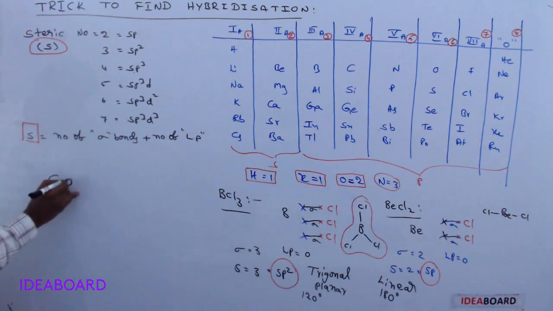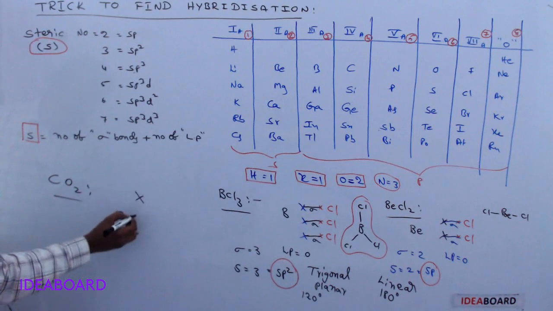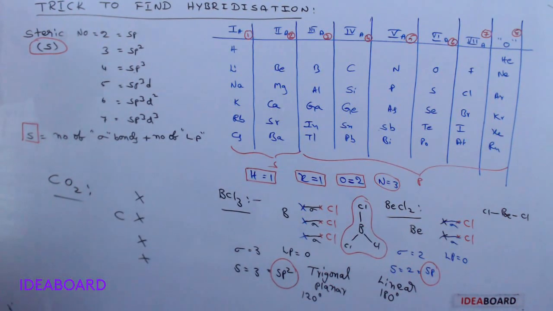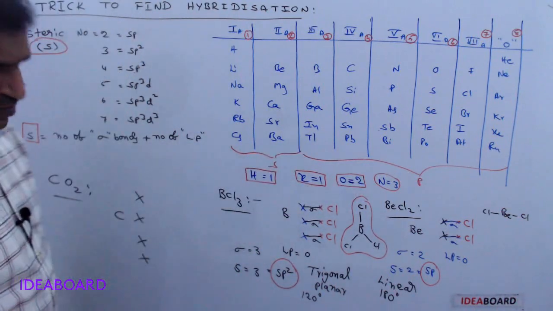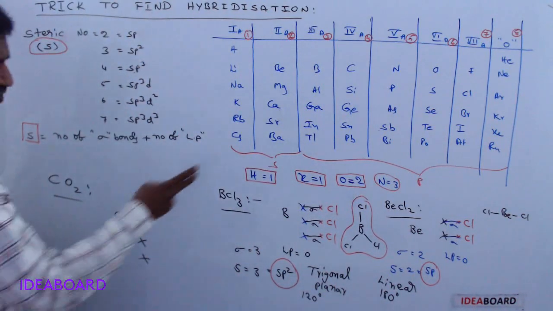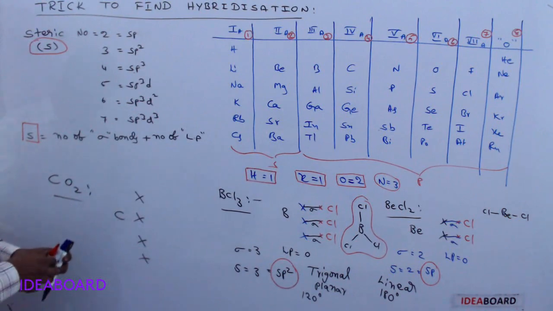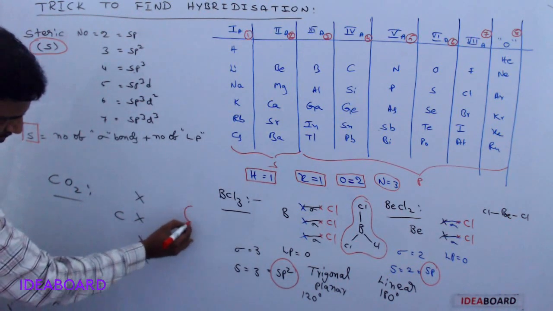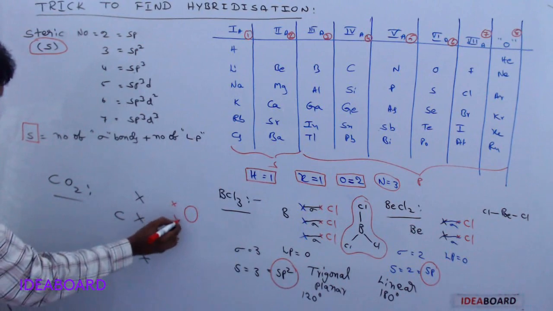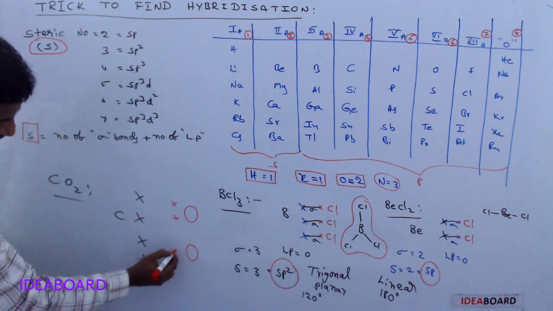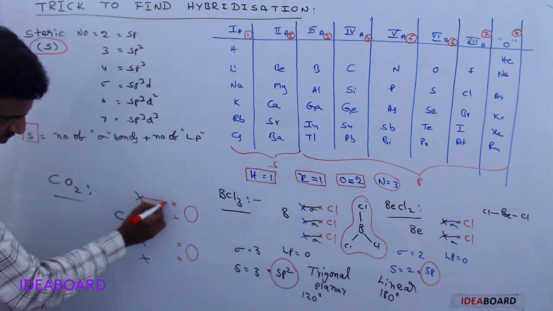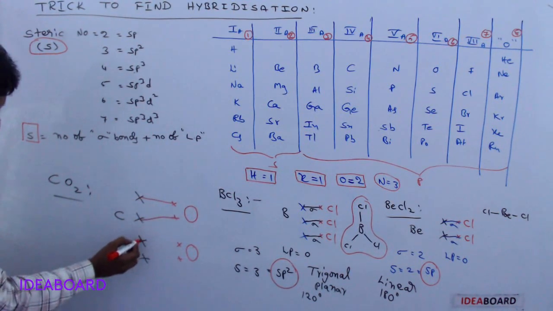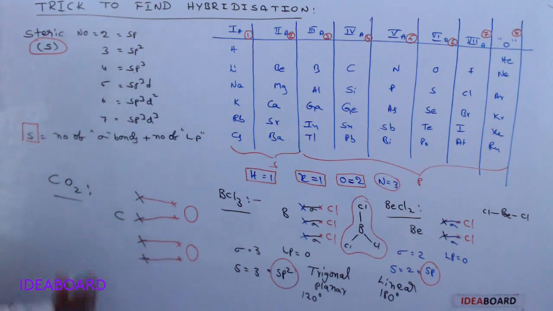Suppose a simple example, we will take the CO2 molecule. In CO2, carbon is the central atom, with 4 electrons: 1, 2, 3, 4. What I said, oxygen forms a double bond. Oxygen can donate 2 electrons and form a double bond. So here I am writing one oxygen atom, it can form a double bond. Another oxygen I am writing, it can form a double bond by giving 2 electrons. So this is one double bond and this is another double bond.